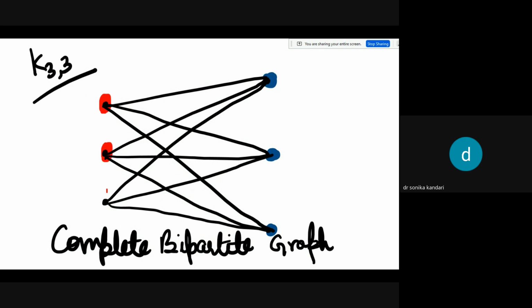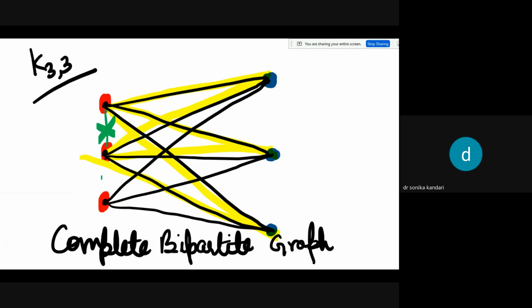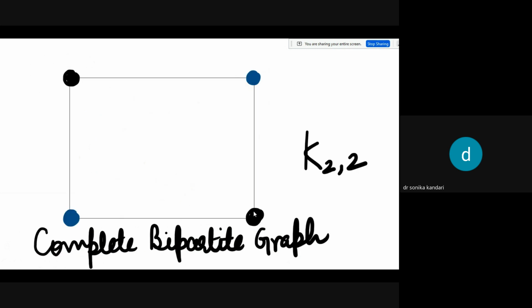Suppose here we have the red group and there the blue group, and every edge is connecting one member from the left group and one member from the right set. And is there any fault? No. If there were a fault, it would mean this would have been connected. It is not there, so it is okay. This type of edge, which I have labeled in green, should not be there. So it is again an example of a complete bipartite graph.